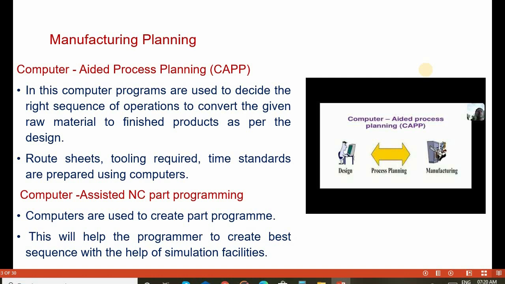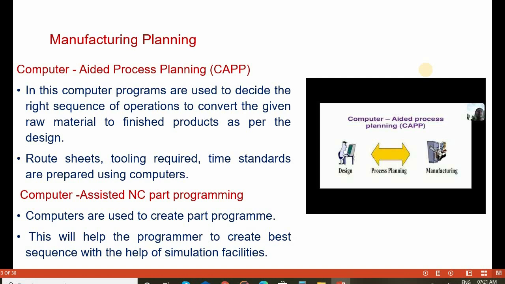And computer aided process planning, called CAPP. Computer programs are used to design the right sequence to convert the given raw material into finished products. From the raw material to finished products, the computer programs provide the sequence of operations. That's called computer aided process planning. It includes the route sheets, tooling required and time standards, all prepared using computers. What types of tools are required, what route sheets, what types of time standards are followed, should all be specified and prepared by computers.